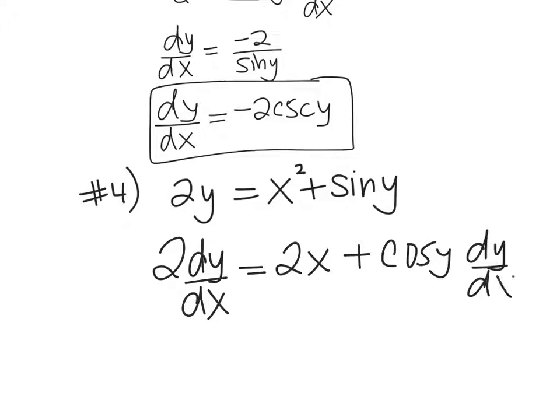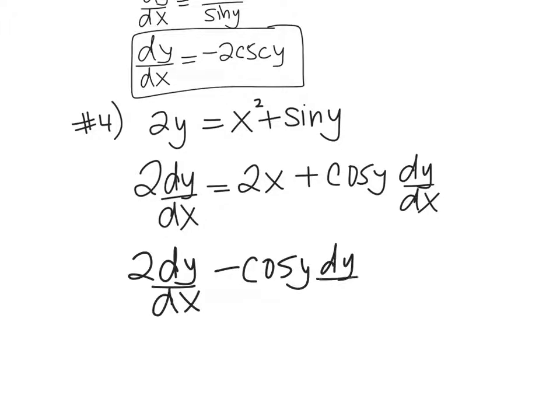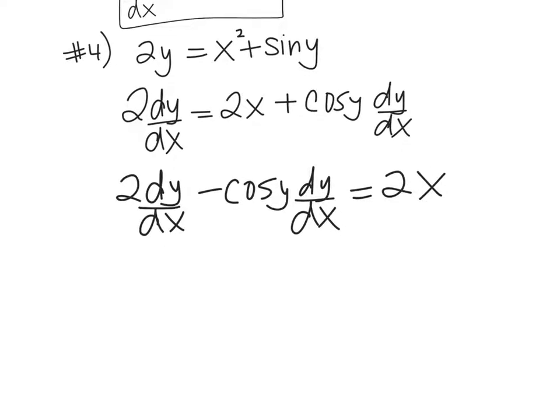Perfect. Okay, now the problem is, there's a little teeny problem. We've got 2 dy dx's, right? So what you need to do is get them together on one side and then factor it out. Remember we did something like that earlier in the year. So get your dy dx's all together on one side. So I'm going to subtract cosine of y over here, equals 2x. So I got my dy dx's on the same side. Just subtracted that over to the other side.